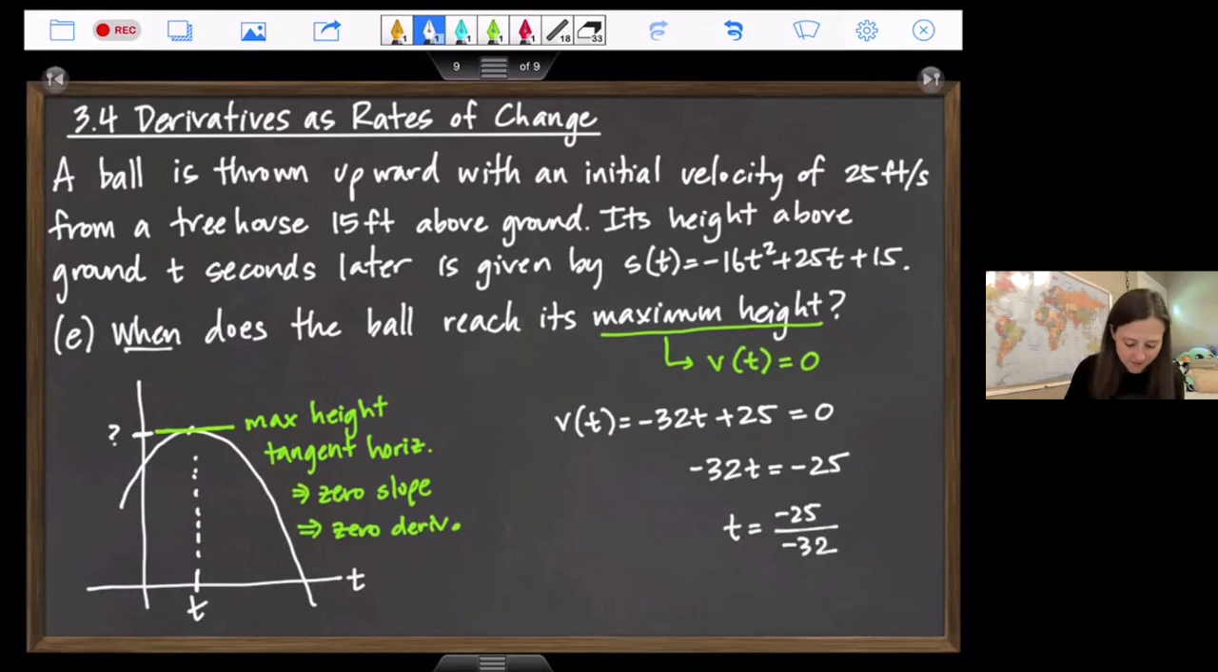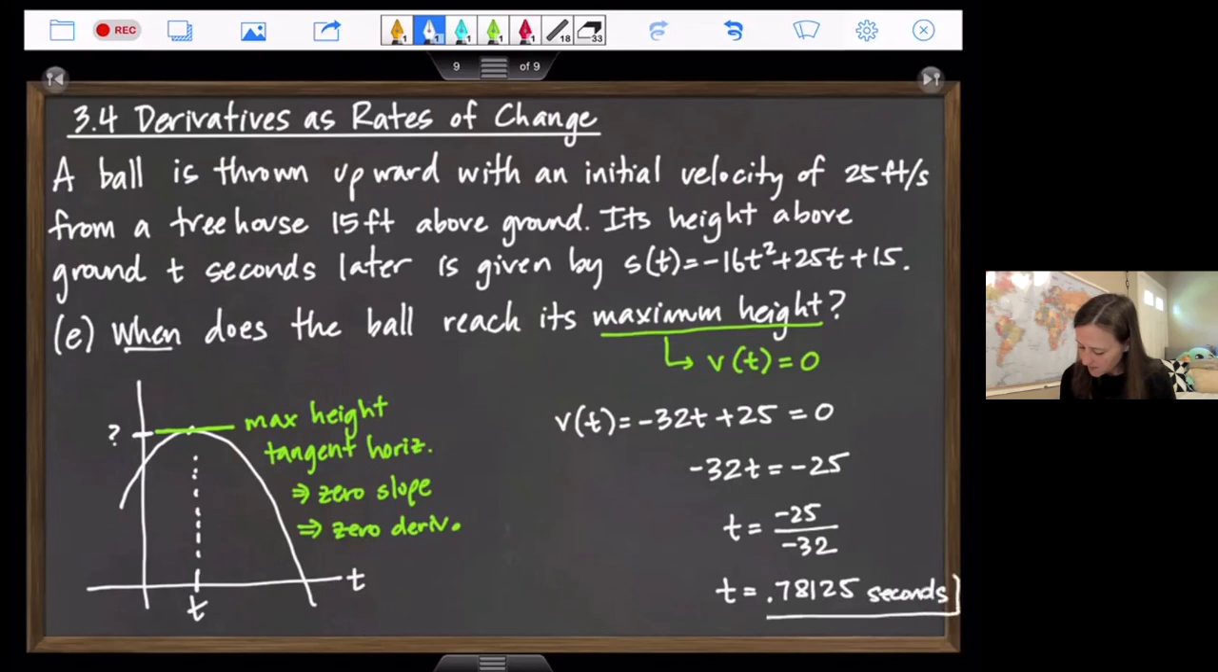Again, we'll ask our calculator to do that. Negative 25 divided by negative 32. We get a positive 0.78125. And again, that's a time value. It's seconds. And that's the precise instant, that pause button moment, where we would need to hit pause and we would see the ball sitting at its maximum height above the ground.